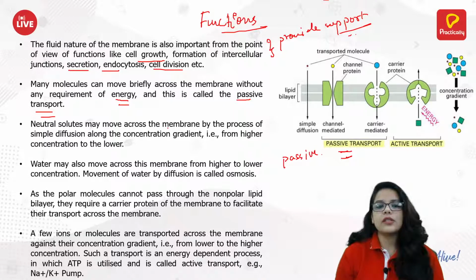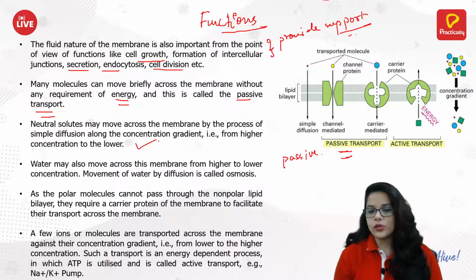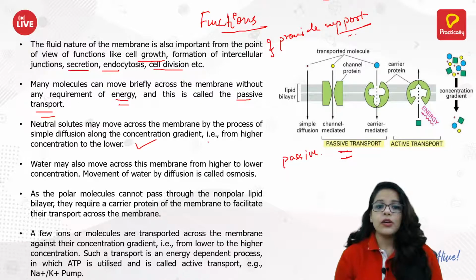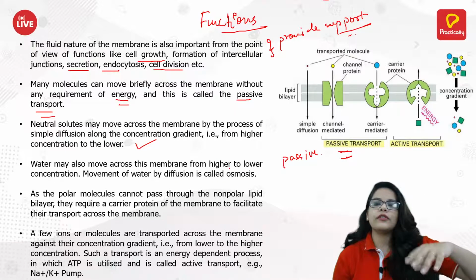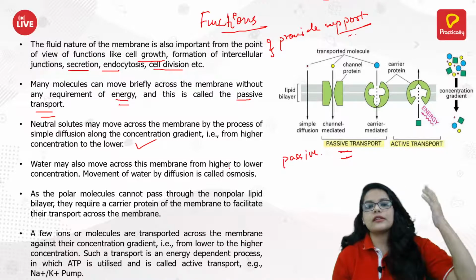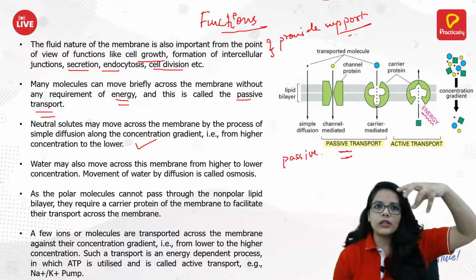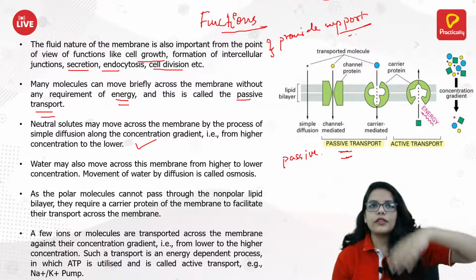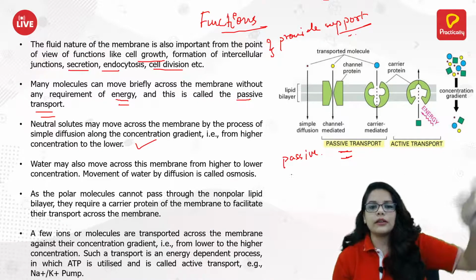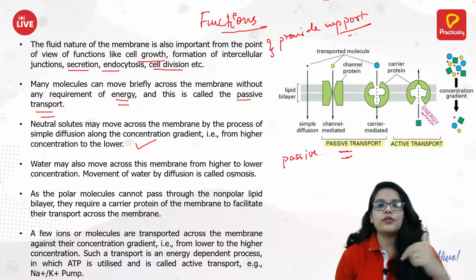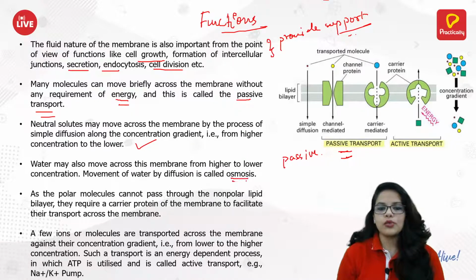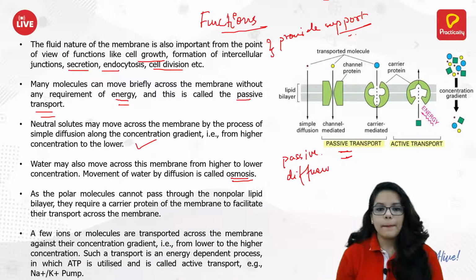Now, neutral solutes may move across the membrane by the process of simple diffusion. Diffusion also takes place. Just like that, neutral solutes, molecules, they'll pass. Water also goes from a region of higher concentration to lower concentration, or if it's high on the other side, vice versa. That water diffusion is called osmosis. So passive transport, diffusion, osmosis.